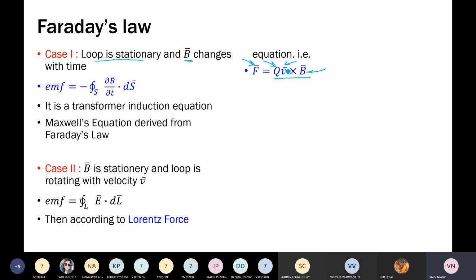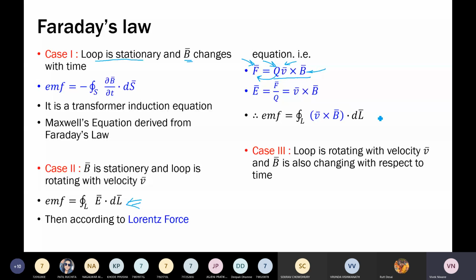This is the Lorentz force. So we know that electric field intensity is equal to F bar upon Q. We can take this Q to the left hand side and we will be left with the cross product between the velocity of the charge and the magnetic field through which that charge is moving. So we can modify this equation. We will have EMF is equal to closed loop integration of V bar cross B bar dot dL bar. This is the EMF equation if B bar is stationary and the loop is rotating with certain velocity.